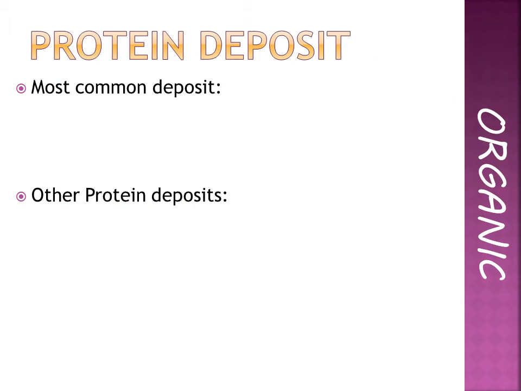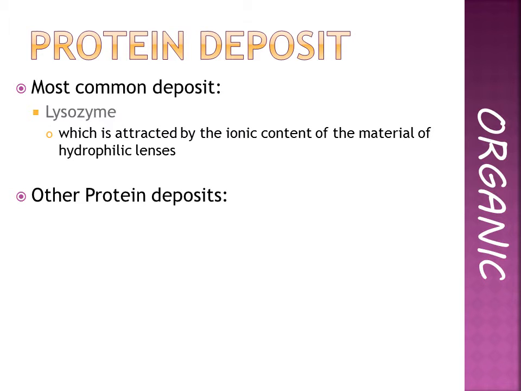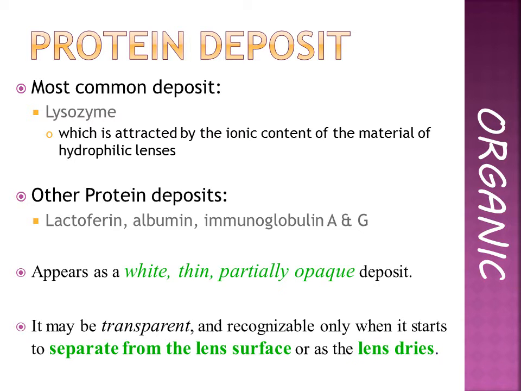Now we'll be talking about protein deposits. The most common deposit found is lysozyme, which is extracted by the ionic content of the material of hydrophilic lenses. Other protein deposits include lactoferrin, albumin, and immunoglobulin A and G. It appears as a white, thin, partially opaque deposit. It may be transparent and recognizable only when it starts to separate from the lens surface or as the lens dries.